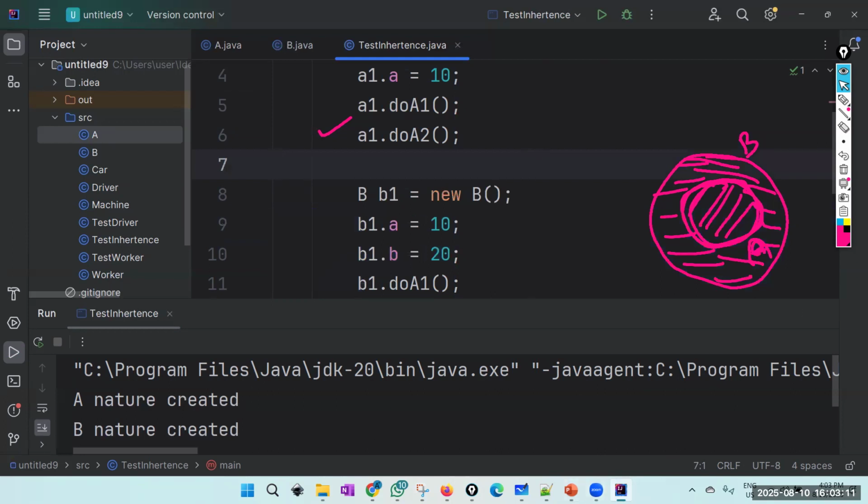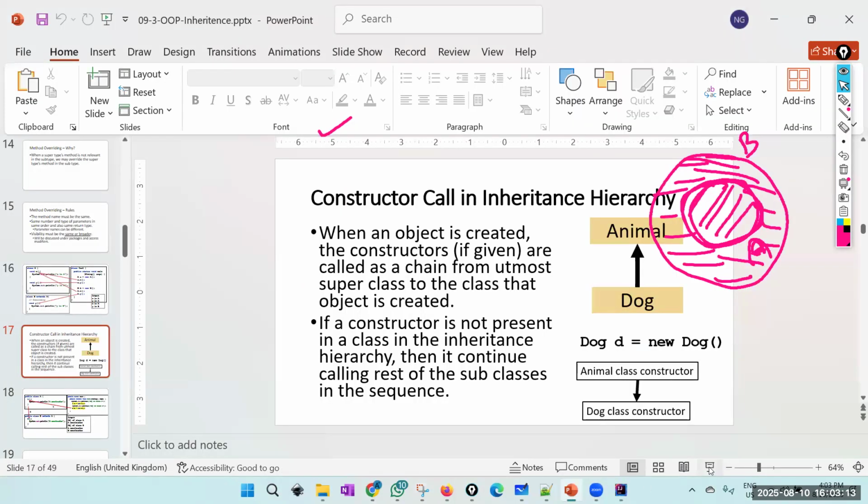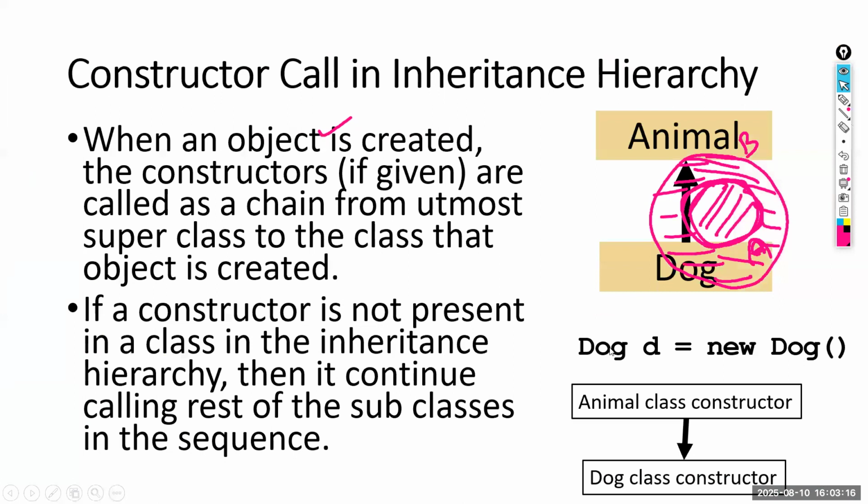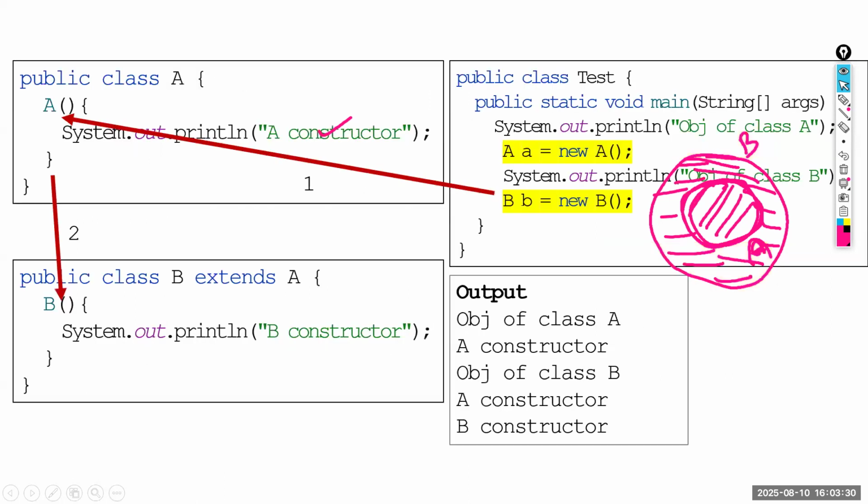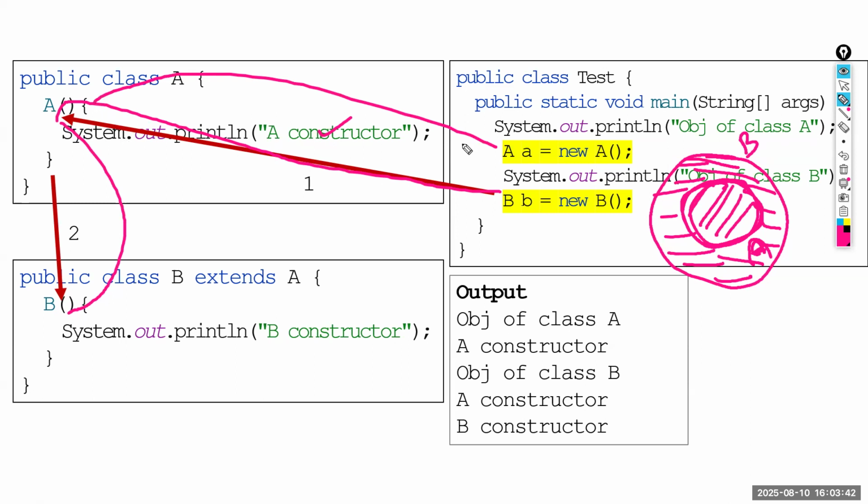Right. So that is how constructors are called from top to bottom. So when you create a dog object, basically first the animal nature is added, then the dog nature is added on top of the animal nature, because a dog is an animal. The animal constructor is called, then the dog constructor is called. So you can see first the A constructor is called, then the B constructor is called. But for A objects, only the A constructor is called.